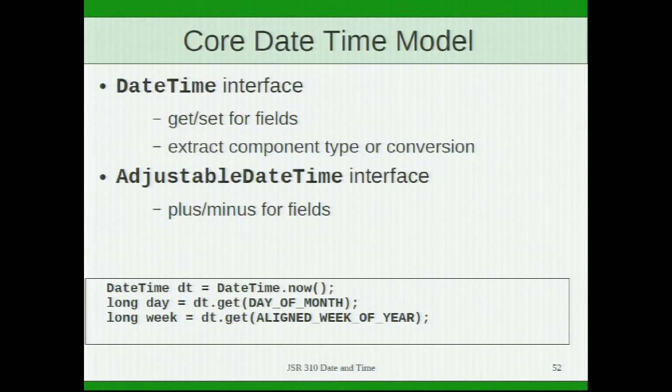The other interface at this core level is the adjustable date-time interface, and it delegates to the extensible field system, the ability to add and subtract from fields so that you can add one to the seconds field of some object, and it will give you back the new object that has that field set.